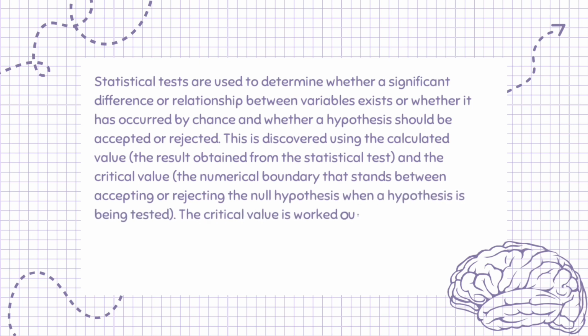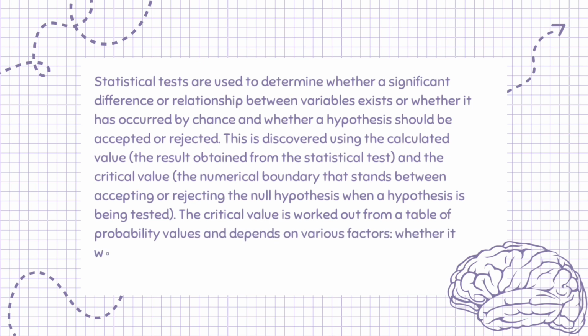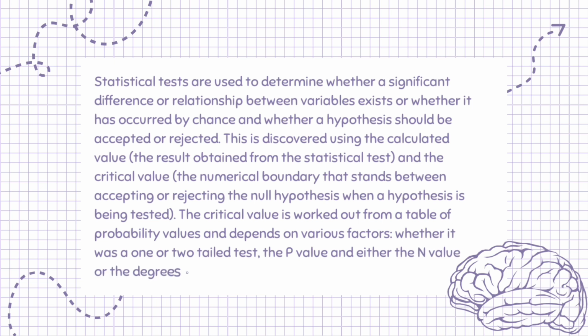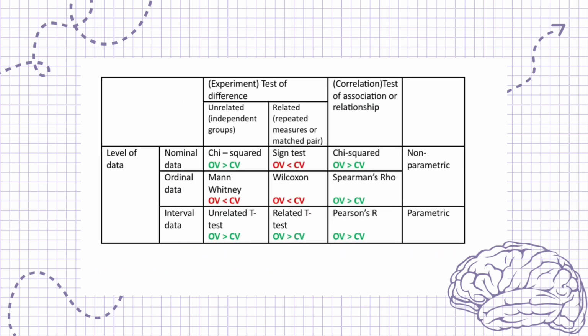The critical value is worked out from a table of probability values and depends on various factors: whether it was a one- or two-tailed test, the p-value, and either the n-value or the degrees of freedom value. The following table can be used to work out which statistical test will need to be used to work out whether there is a significant difference or relationship between variables.